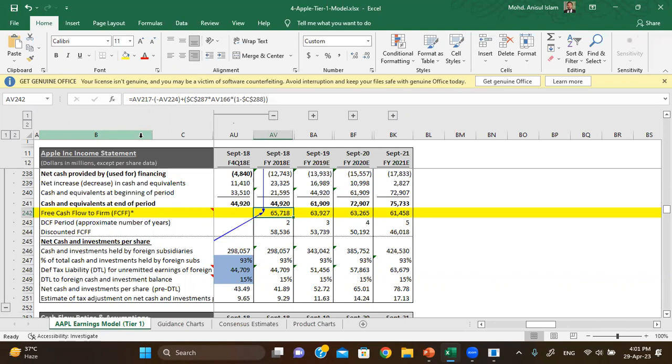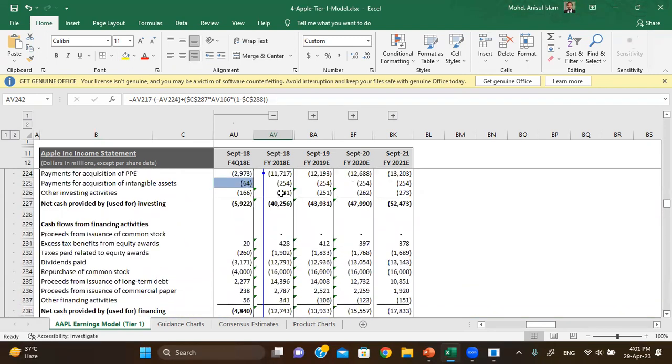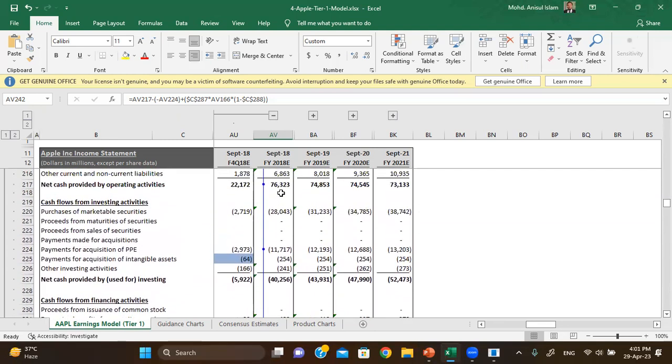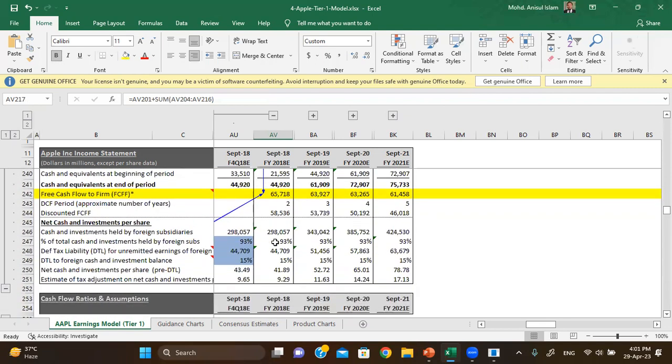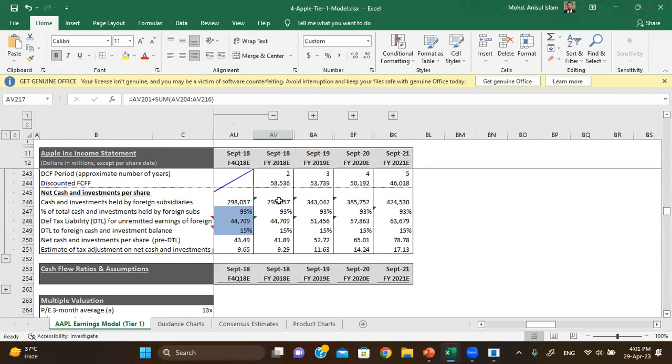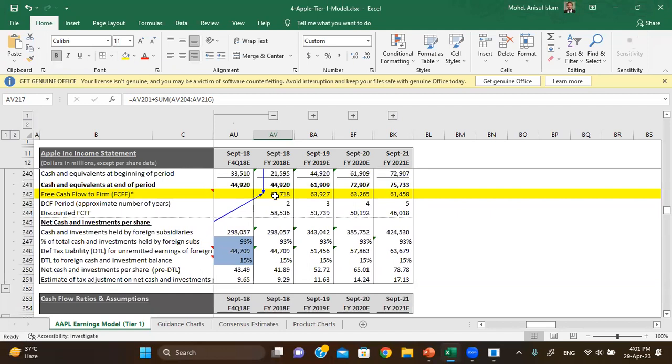So operating cash flow, right? Yeah, cash flow from operations, exactly. So FV 217, it is here. You see, net cash provided by operating activities. Then, what do you expect for next item?